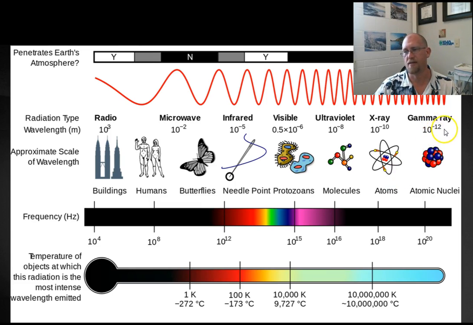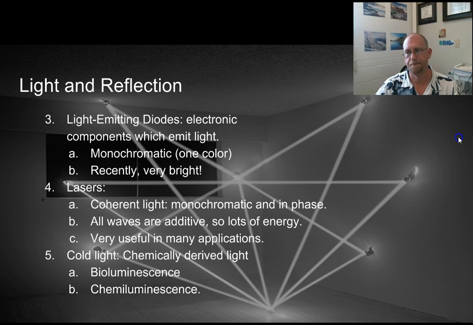And then gamma rays have wavelengths of 10 to the negative second, and that is somewhere around the size of an atomic nucleus. So these are just different ways to help you think about how long wavelengths are of these various kinds of energy. Okay? Light and reflection. There's other ways of forming light. We talked about incandescent light, and we talked about fluorescent light. Others would be light-emitting diodes.